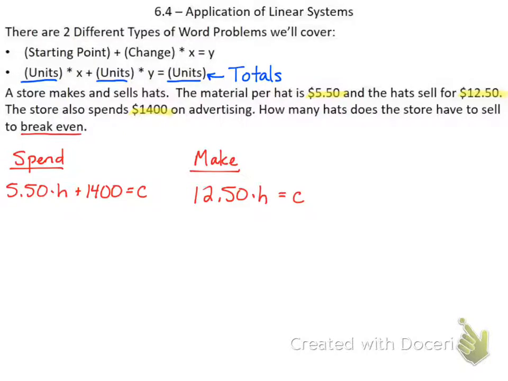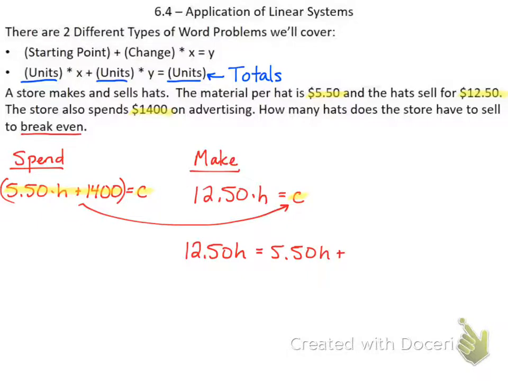The nice thing about break-even problems is they're both equal to the same variable, so it's really easy to do a substitution. I know that this is the same thing as C, so I can grab this and plug it in for C. So substitution: 12.50H is equal to 5.50H plus 1,400.